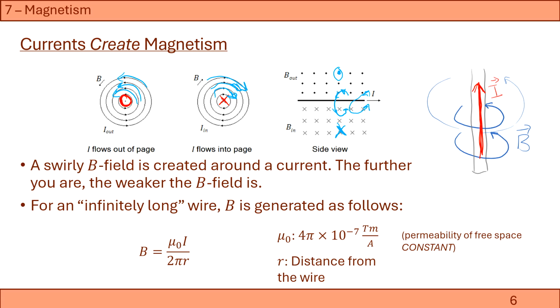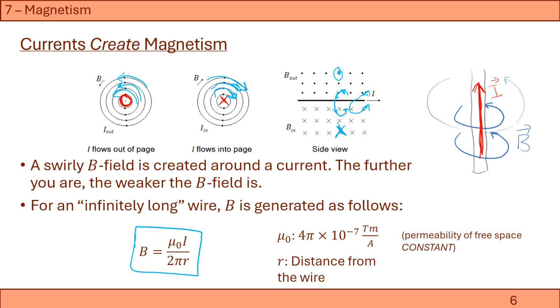And it turns out, and this kind of makes sense, that the further you get from the wire, the weaker that magnetic field is. And it follows this relationship, B equals mu naught I over 2 pi r. This is for an infinitely long wire, which doesn't exist, but it's a good enough approximation for it to be a useful equation.